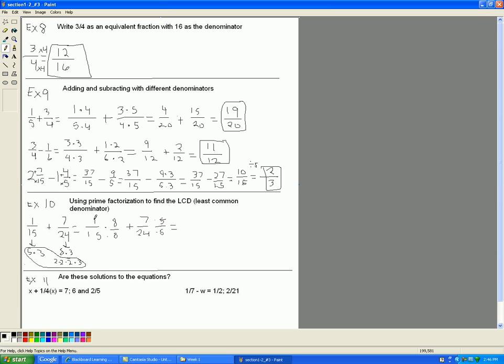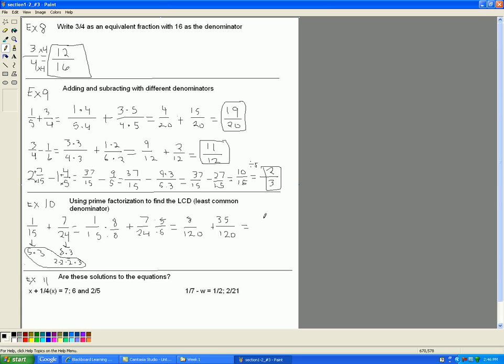Now we're going to compute that out. 1 times 8 is 8. 15 times 8 is 120. Plus 7 times 5 is 35. And 24 times 5 is also 120. So now we have a common denominator.